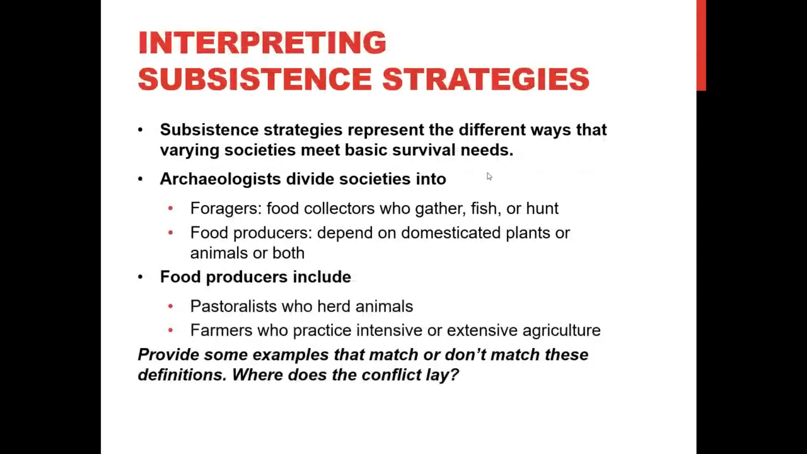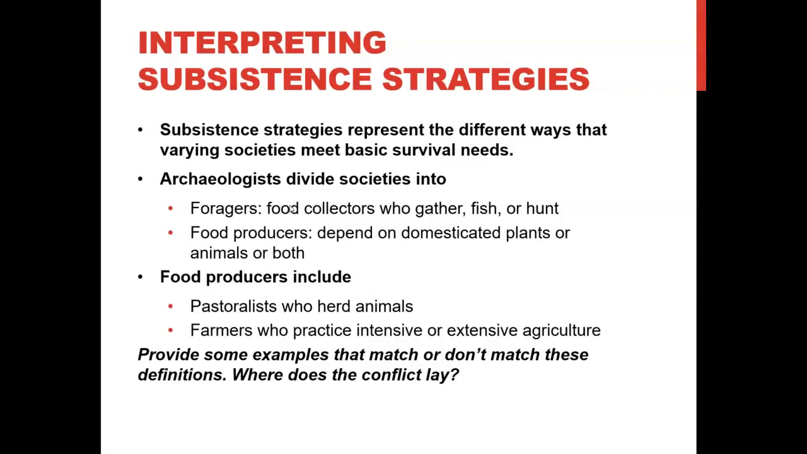Let's talk about subsistence strategies. First of all, what is a subsistence strategy? Subsistence strategies represent different ways that varying societies meet basic survival needs: food, water, and shelter. Archaeologists divide societies into foragers and food producers. Foragers are food collectors who gather, fish, or hunt, and food producers depend on domesticated plants or animals or both.